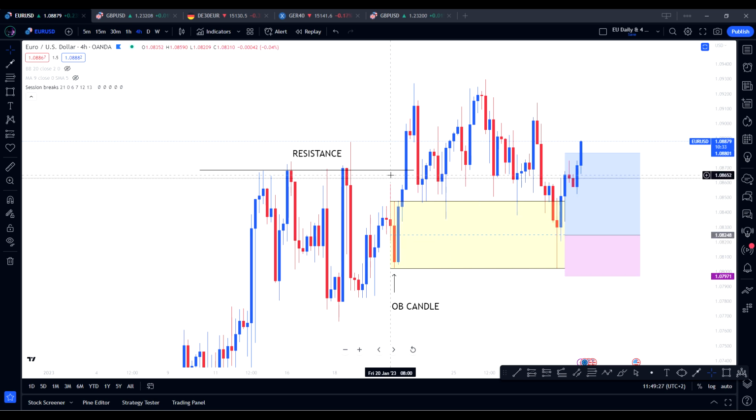of previous resistance. How do we establish resistance? We need to see an area on the chart where price is struggling to break through.